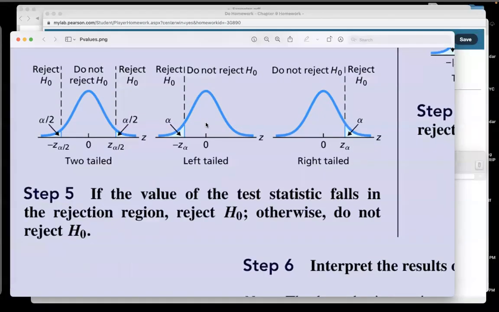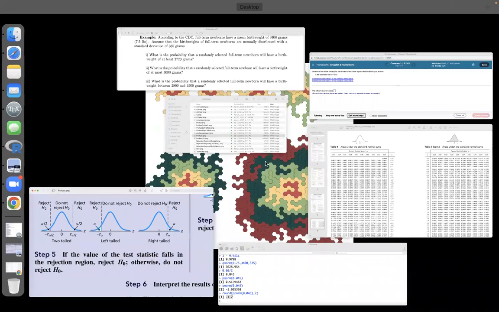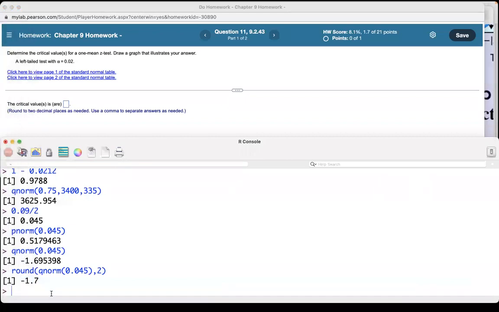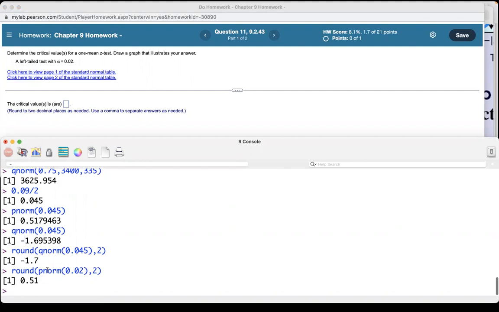So if I want to have a left-tailed test and our alpha is, I lost the question here, sorry. Our alpha is 0.02. Then what I would do is I would just go to R and very simply type in pnorm 0.02. If I want, I could round it to 2 decimal places. And that would give me the answer. Sorry, you use qnorm to find critical values. So it'll be negative 2.05.